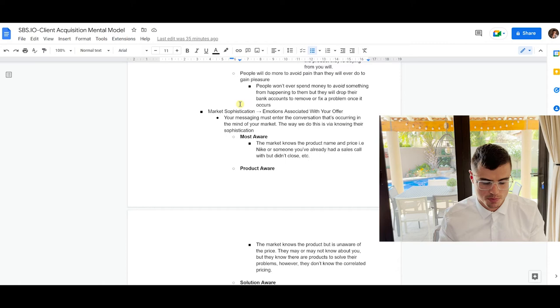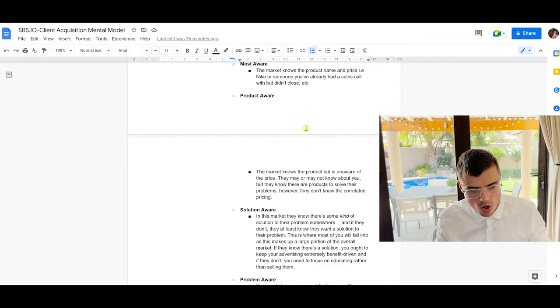This could hook onto this point as a sub-bullet. Within market sophistication, we have emotions associated with your offer. Your messaging must enter the conversation that's occurring within the mind of your market. The way we do this is by knowing their sophistication. We have most aware, product aware, solutions aware, problem aware, and then unaware.